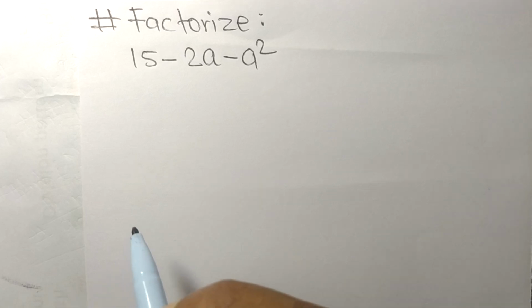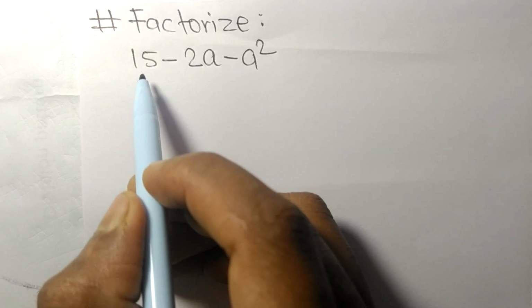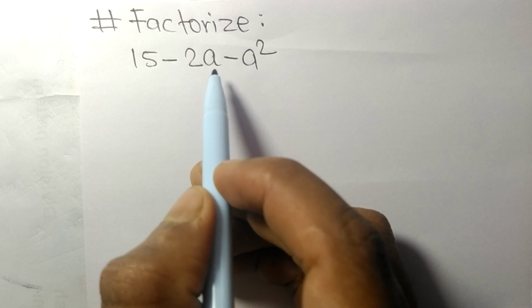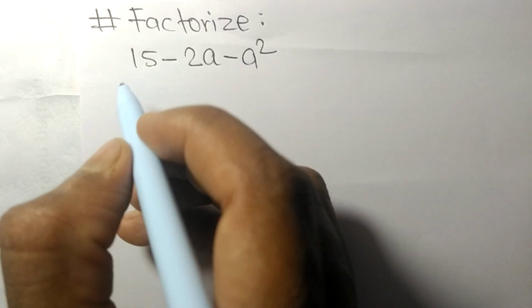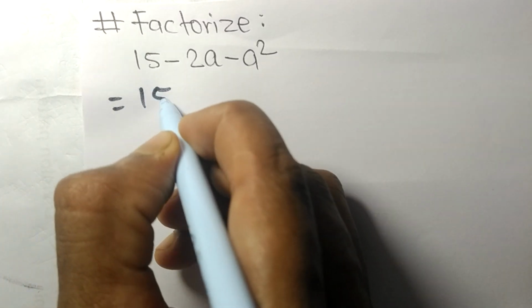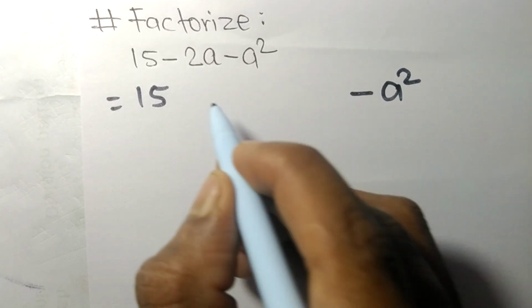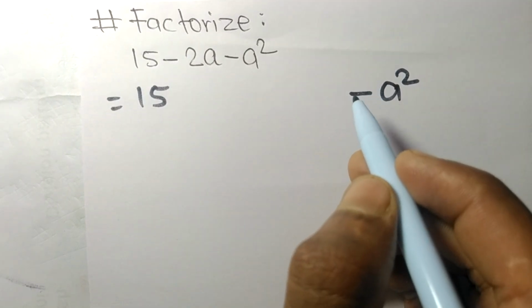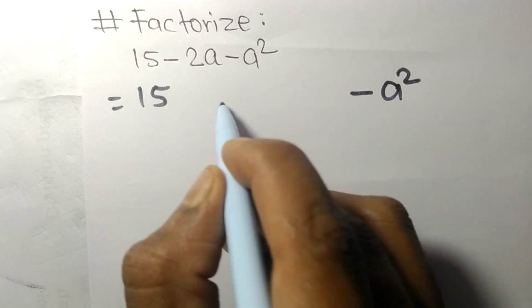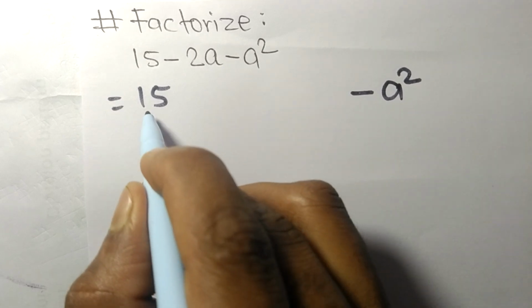So today in this video we shall factorize 15 minus 2a minus a square. So first term 15 and last term minus a square. So both are same. So now we need the center part. For this we factorize 15.